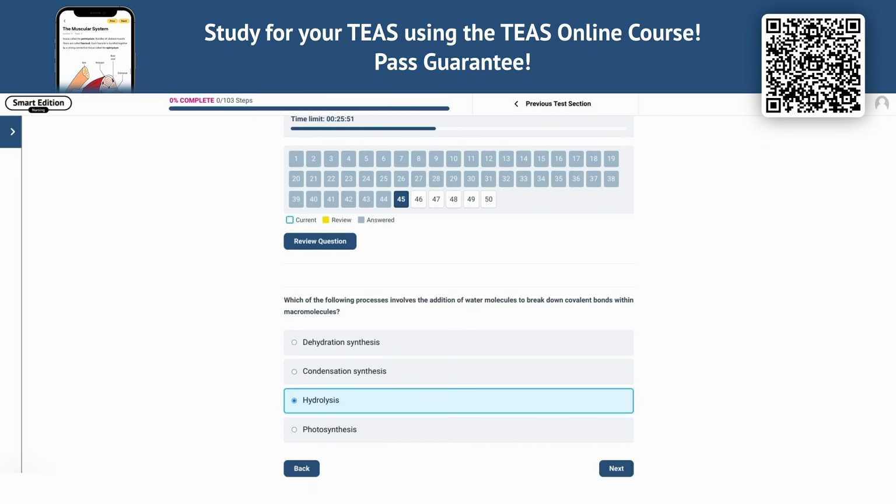And lastly, photosynthesis. Photosynthesis really has nothing to do with it. Photosynthesis, of course, is the process by which plants use light energy to convert carbon dioxide and water into glucose and oxygen. So hydrolysis is the correct answer.